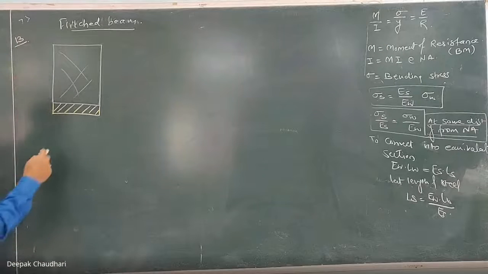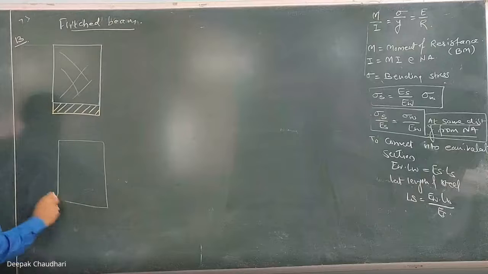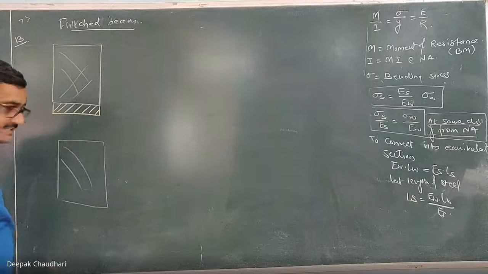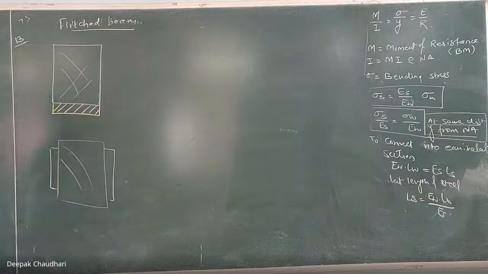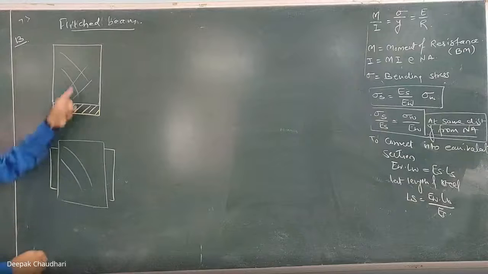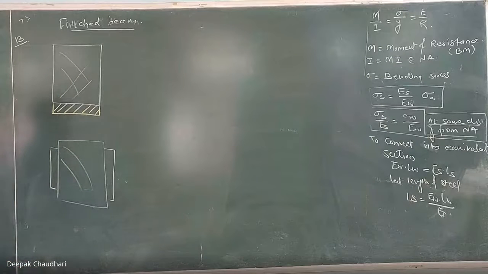Here, the previous question was the same, but in that one there was wood here and the steel strap was on either side. Okay, we'll read the question later. I'll write the dimensions also. But what is the difference between these two?